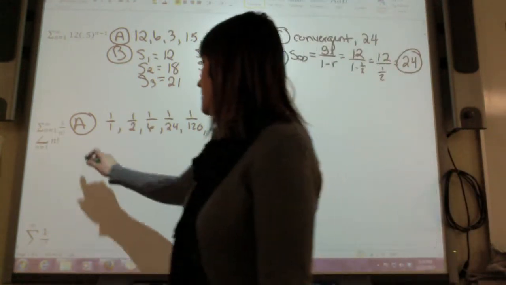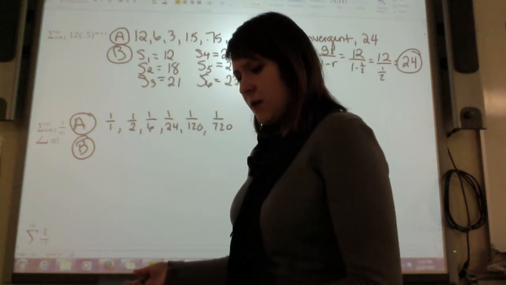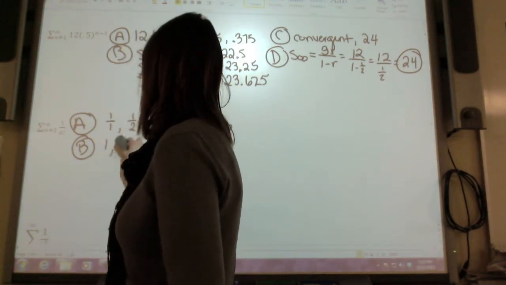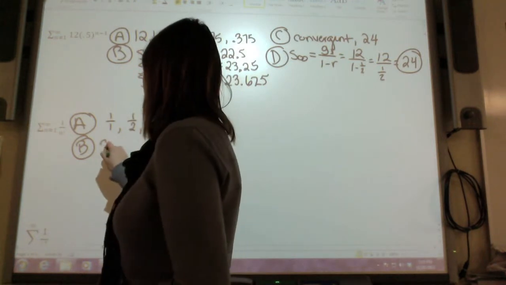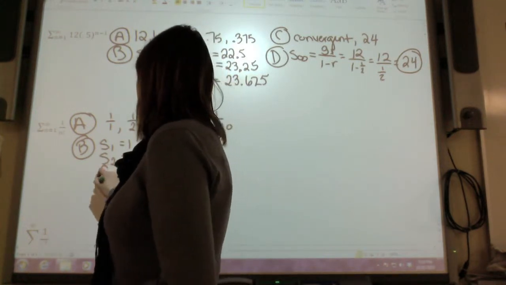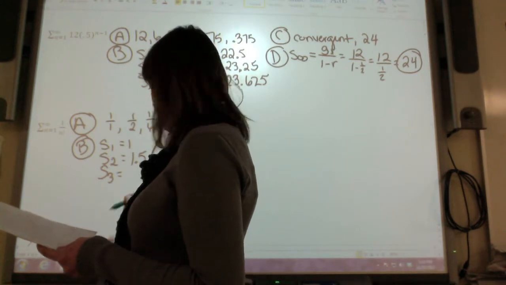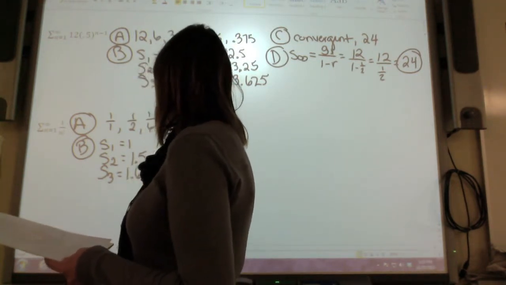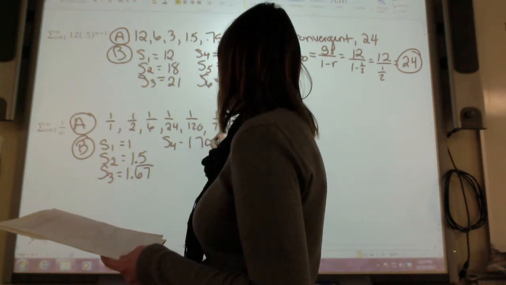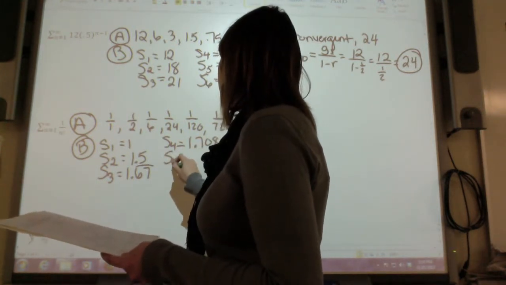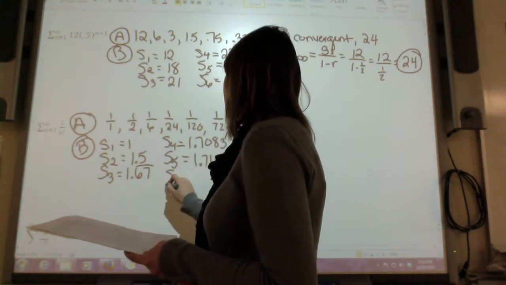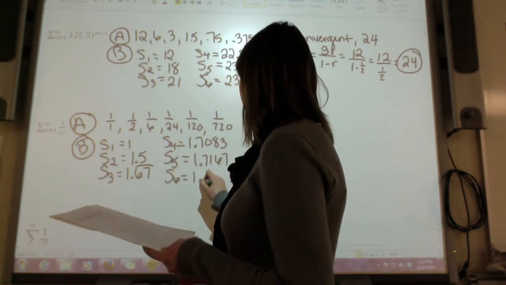Okay, then if I want to find my first 6 partial sums, I would do this in decimals if I were you. For my first partial sum, I get 1. For my second partial sum, I'll have 1 plus 1/2, which is 1.5. For my third partial sum, I've got 1.67. Okay. For my fourth partial sum, I get 1.7083. For my fifth partial sum, I've got 1.7167. And for my sixth partial sum, I get 1.7181.